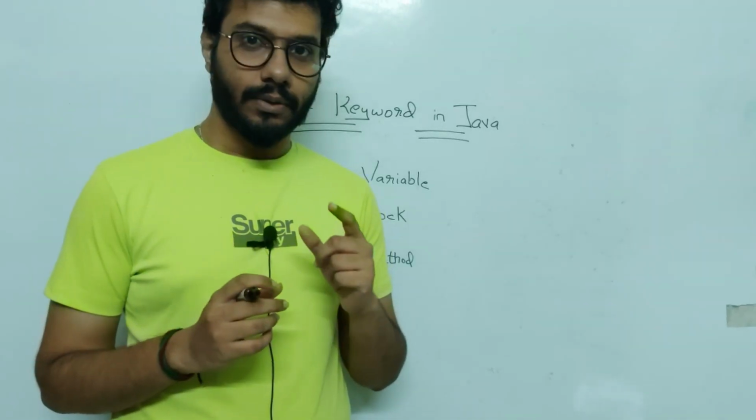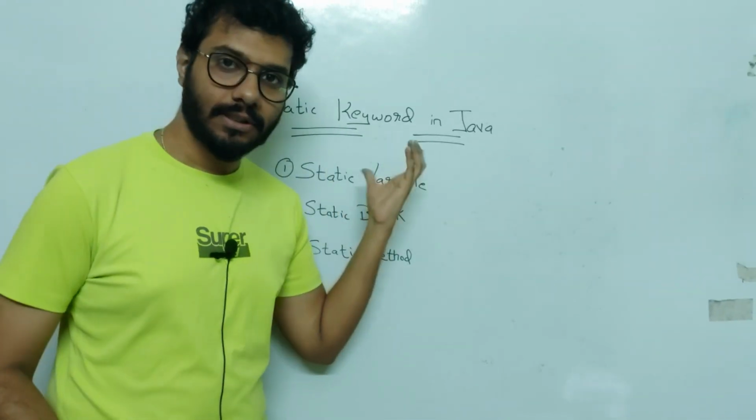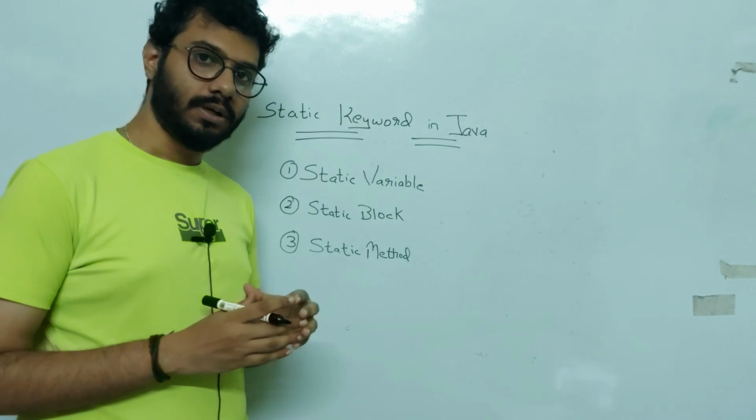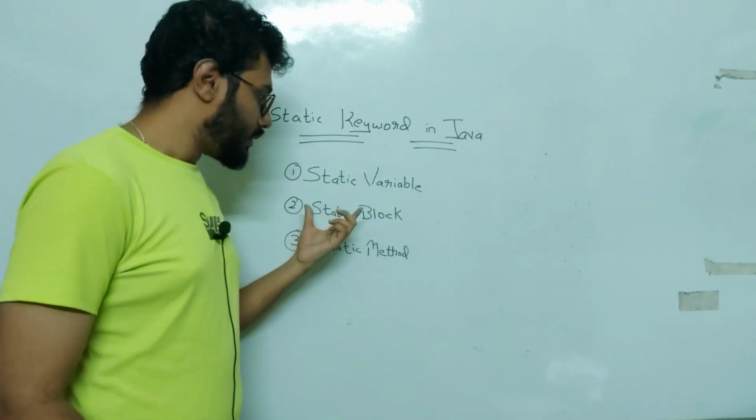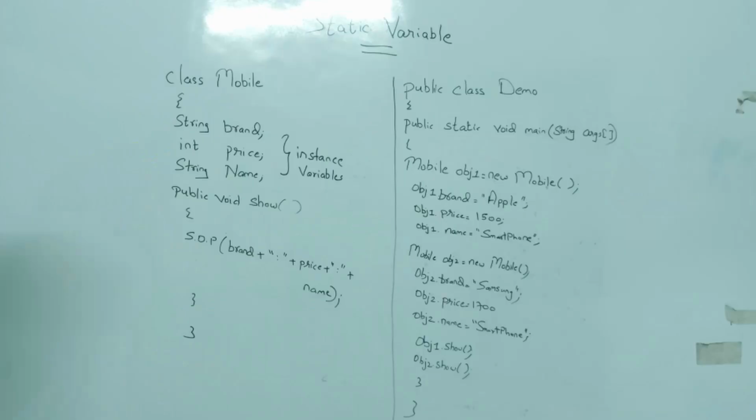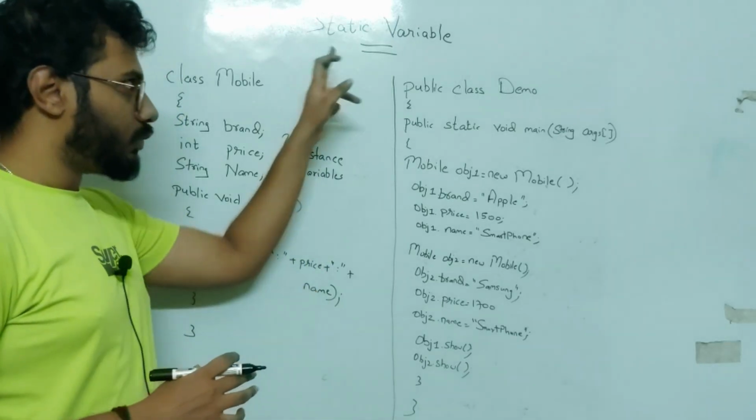Hello everyone, today we're going to talk about the static keyword in Java. With the static keyword in Java, you have topics like static variable, static block and static method. Now we're going to talk about static variable.